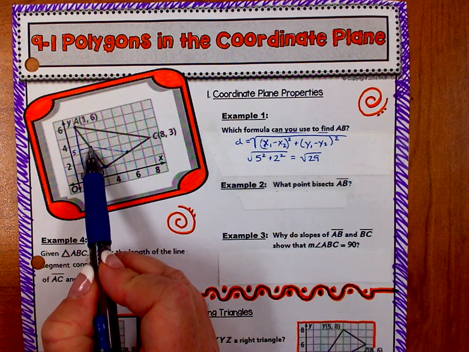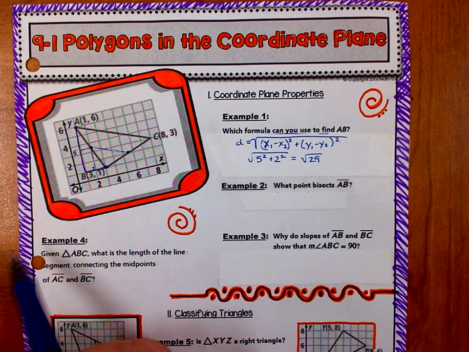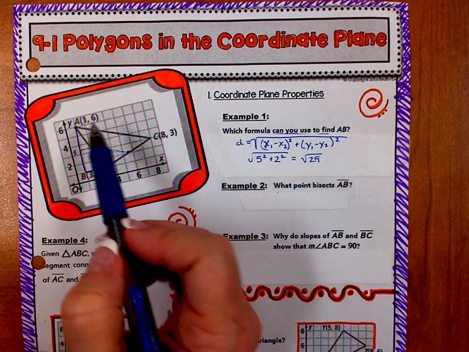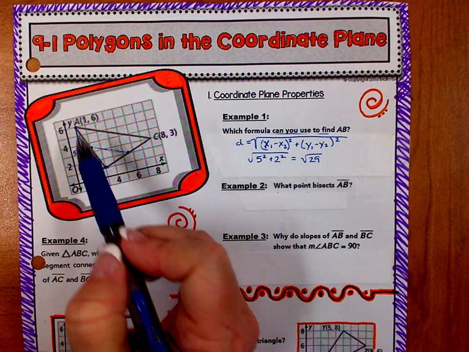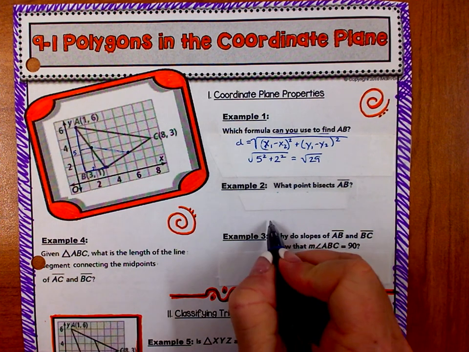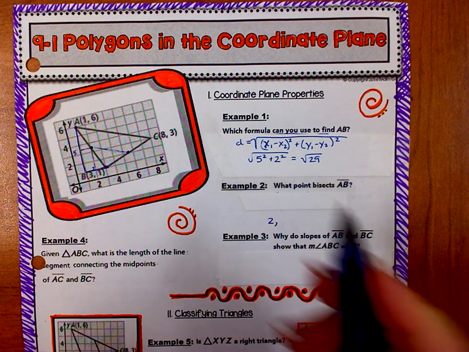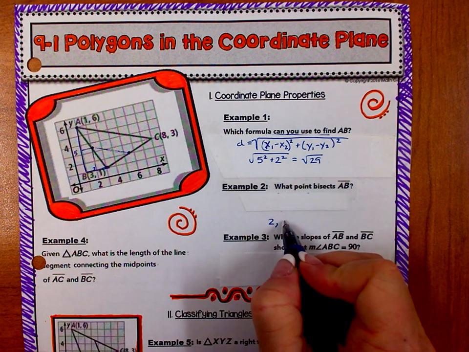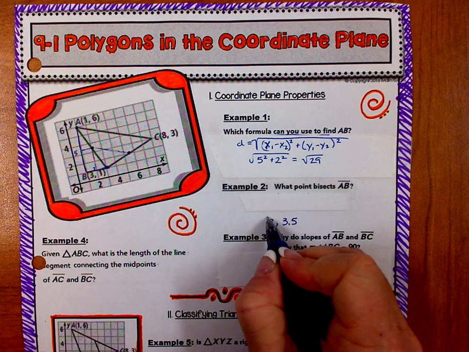Okay, we also want to find out what point bisects AB. So we've got the midpoint formula. If we use the midpoint formula, we add the x's together and divide by 2. So 1 plus 3 is 4, divided by 2 is 2. And then 6 plus 1 is 7, divided by 2 is 3.5, or 7 halves.